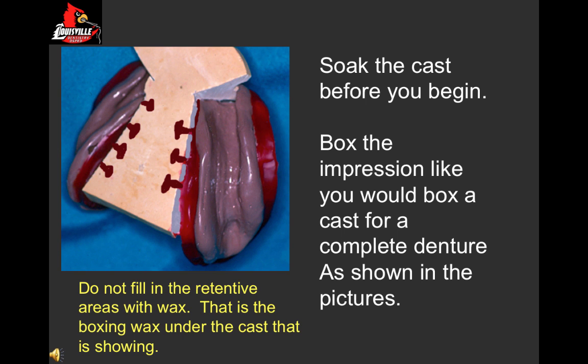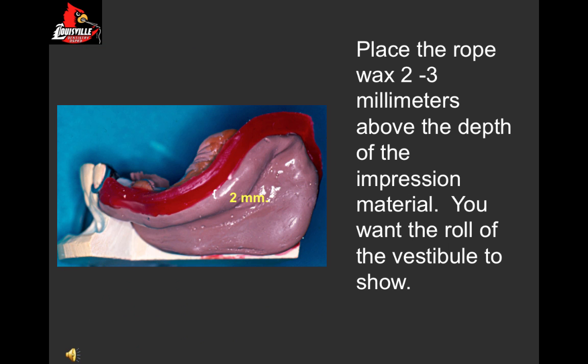Begin to box the impression much like you would do for a complete denture impression. Make sure that there's no wax that gets into those retentive areas in the remaining cast. It looks like there's red rope wax in those holes, but they're supposed to be free, and it should be just yellow cast in that area. Place red rope wax, or any kind of rope wax, about 2 or 3 millimeters above the depth of the impression material roll on the buccal side. You want that roll of the vestibule to show in your impression.